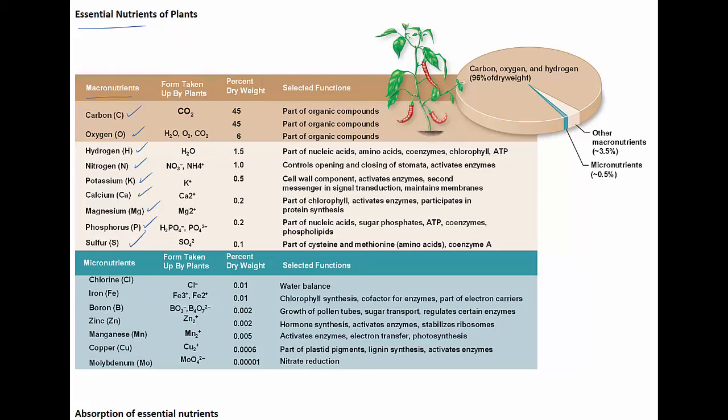Now, carbon, oxygen, and hydrogen, as you can see from this pie graph here, are the most abundant and the most important macronutrients for plants, as they make up 96% of the dry weight of plants. Plants also require micronutrients, which are nutrients they need in smaller amounts, such as chlorine, iron, boron, zinc, manganese, copper, and molybdenum.